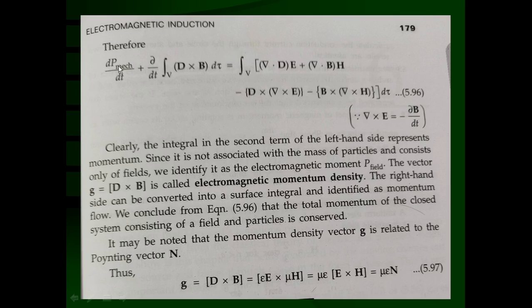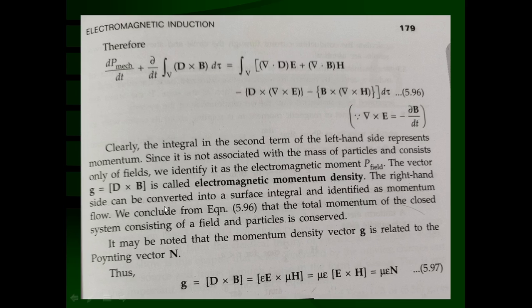This is the momentum of the particle which is having a mass, electrons and protons which are having a mass. But this is because of the field which is going to be generated, and that field momentum is represented by P field. The vector G, this D cross B is designated as another vector G, which is called the momentum density vector G. The vector G is equal to D cross B, called the electromagnetic momentum density.